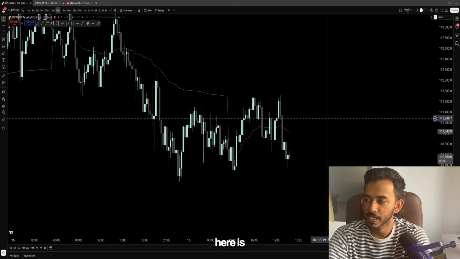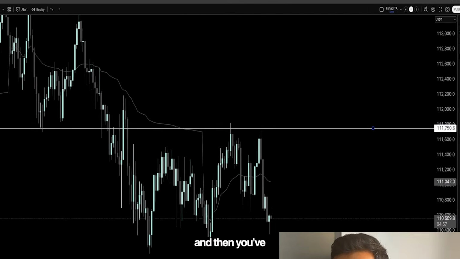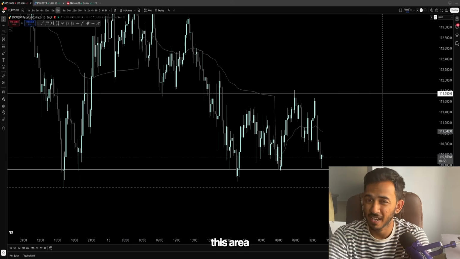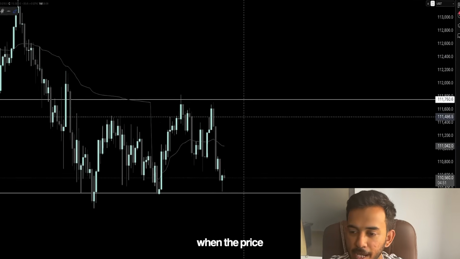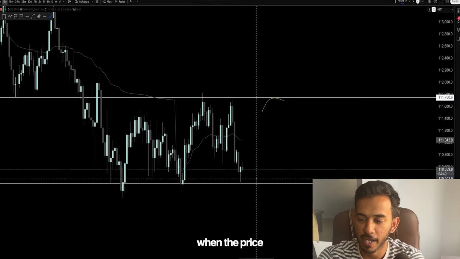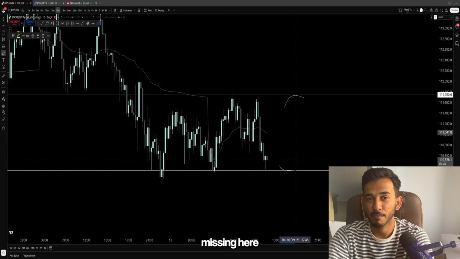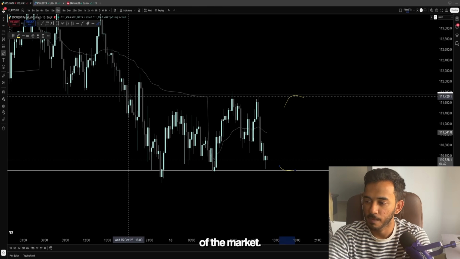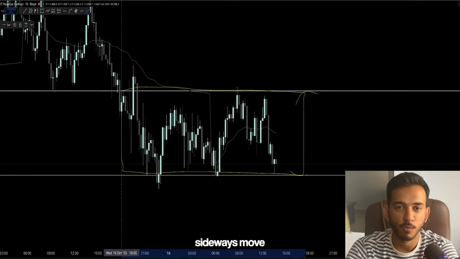What will happen here is, let's say you have a resistance zone just around this area. And then you've got a support zone just around this area, for the sake of example. Now, you'll try to sell when the price reaches your resistance and you'll try to buy when the price reaches your support. That is basically how trading works. But something that you are missing here is the context of the market. The market is ranging. It's just a sideways move and nothing else.